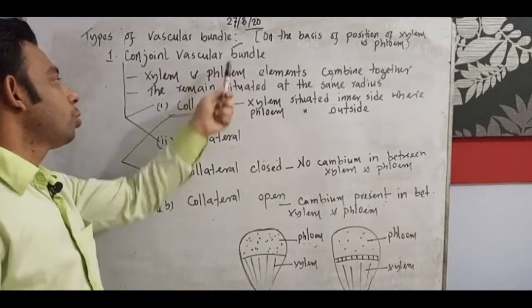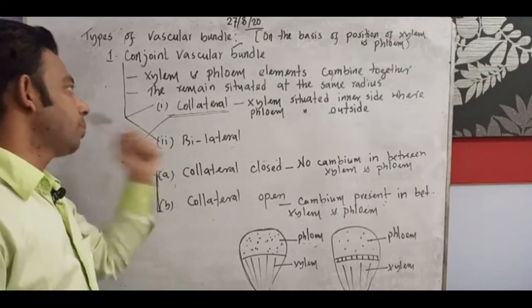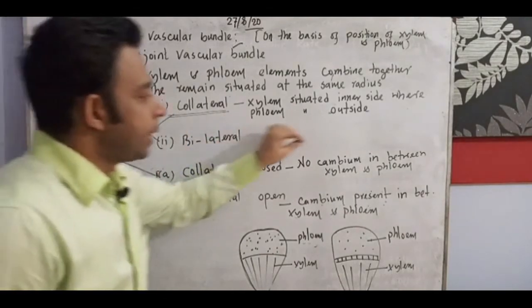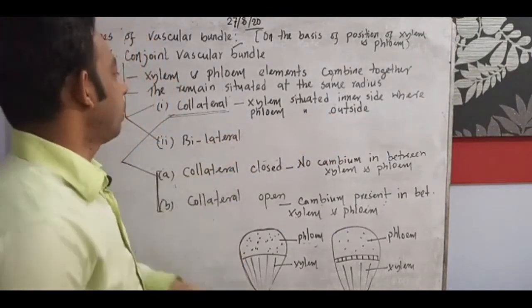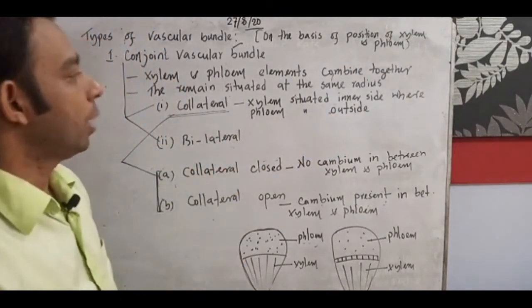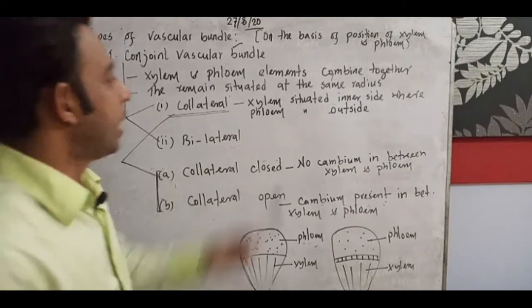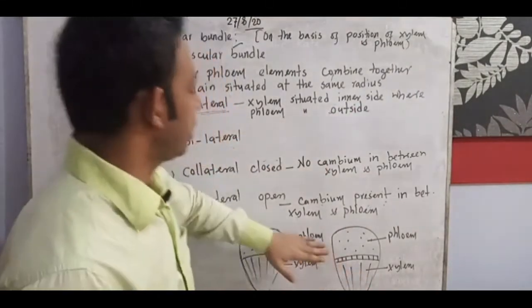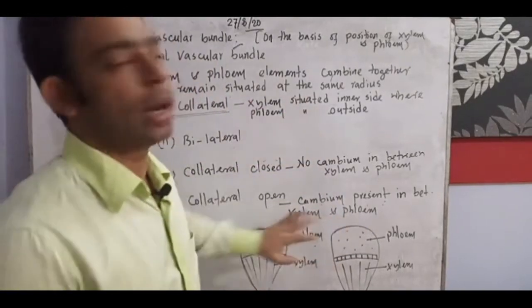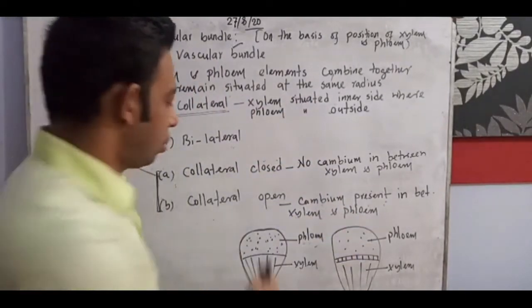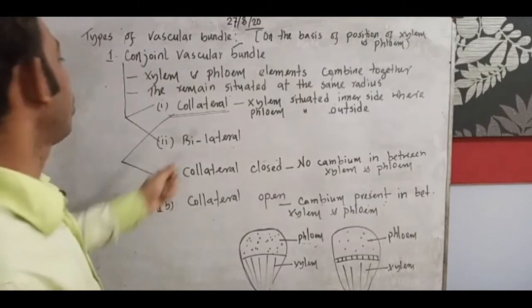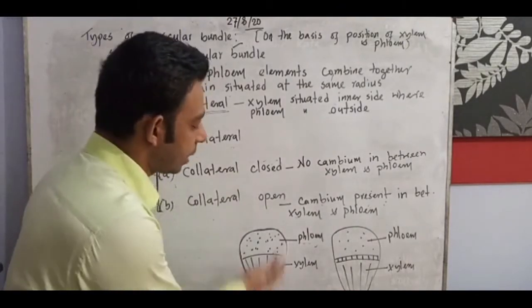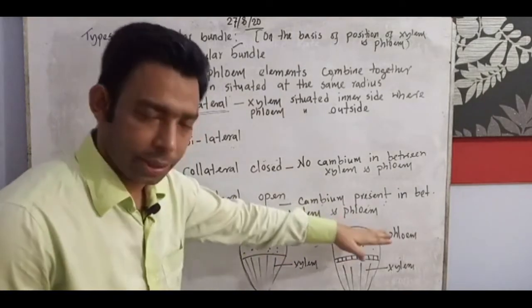This conjoined vascular bundle is of two types. One is the collateral, another one is the bilateral. We don't write anything here about the bilateral, but we write here collateral. Collateral is where the xylem is situated on the inner side and the phloem outside. We have seen the xylem situated inside and the phloem outside, so these are collateral. These two figures belong to the collateral type of vascular bundle, where the xylem is situated on the inner side and the phloem outside.